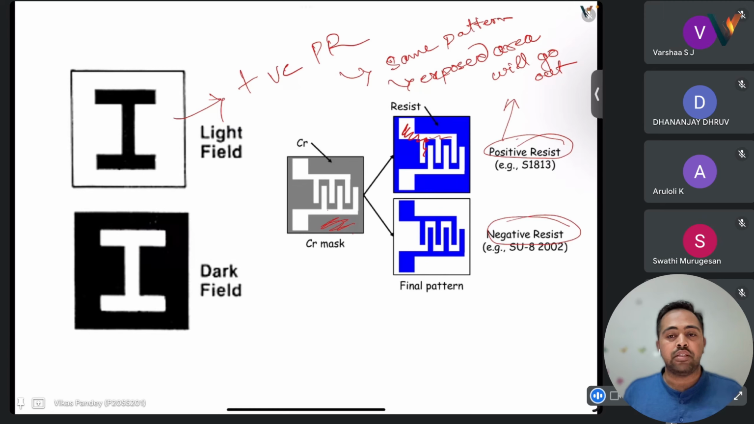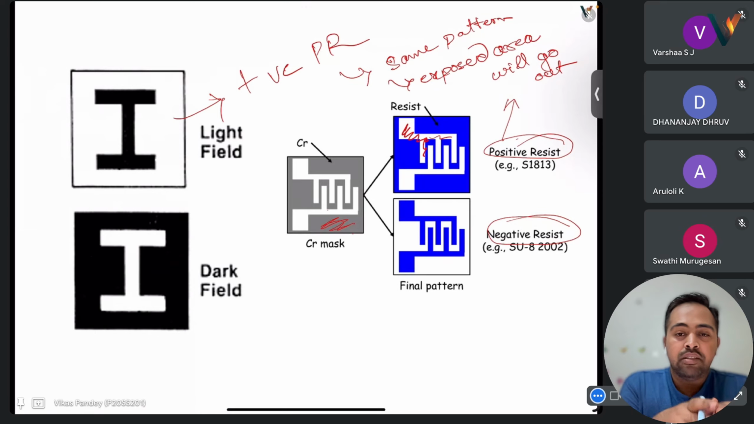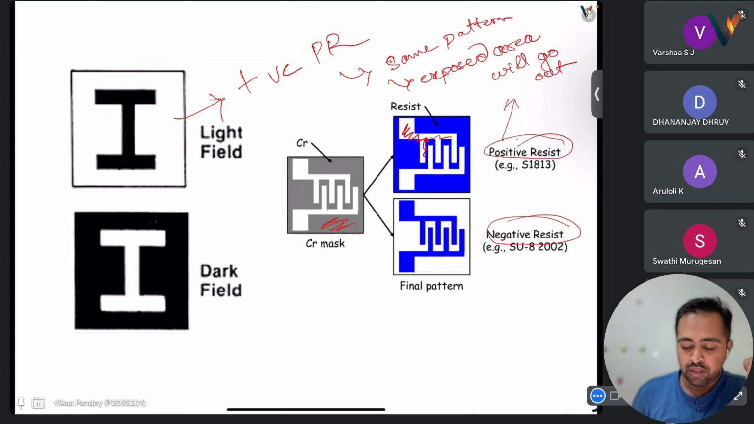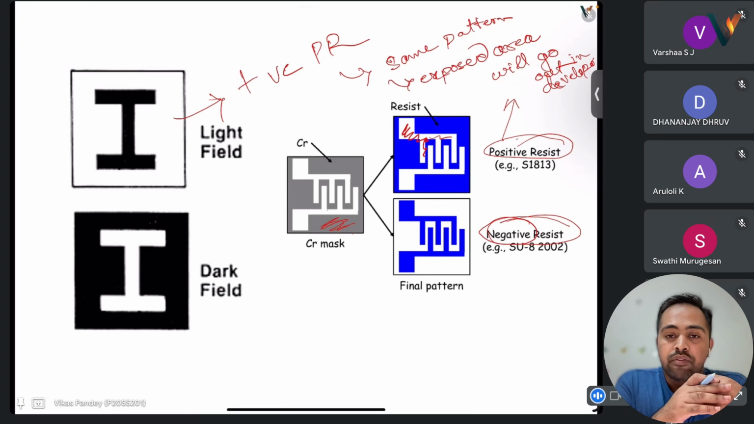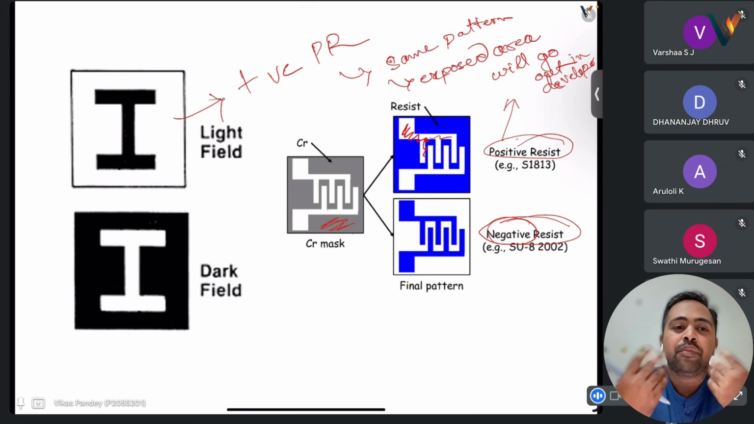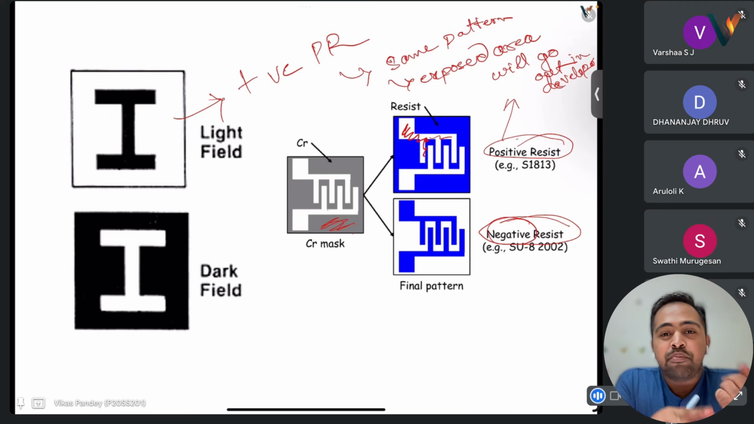Whereas if we have a negative resist, the opposite happens. The exposed area remains and the other things dissolve in the developer. The exposed area will not go out in the developer. So if we have a negative resist, it will have the opposite effect. So to make opposite patterns, we can either play with the resist type or we can play with the mask type. Fine.